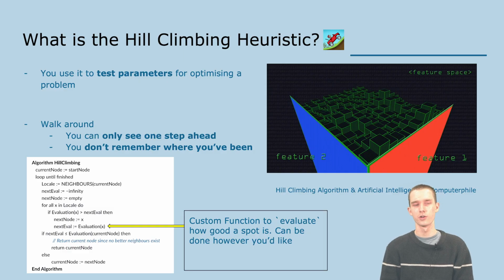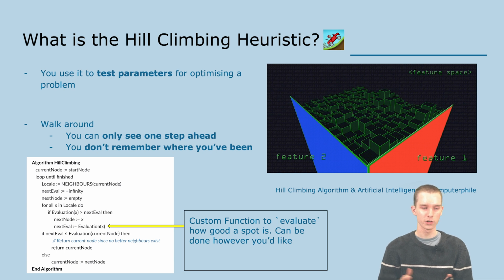Hey guys, so today we'll be looking at the hill climbing heuristic. It's one of the heuristics listed in your outcome for VCE Algorithmics, and it goes alongside simulated annealing and a couple other heuristics. So what is the hill climbing heuristic?